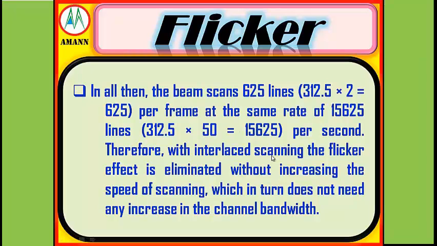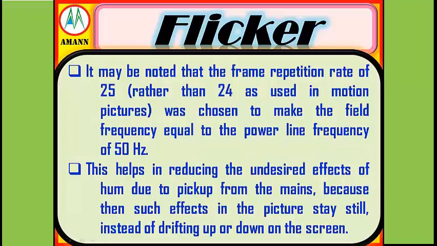In all then, the beam scans 625 lines, that is 312.5 times 2 is equal to 625 lines per frame at the same rate of 15,625 lines, that is 312.5 times 50, 15,625 per second. Therefore, with interlace scanning, the flicker effect is eliminated without increasing the speed of scanning, which in turn does not need any increase in the channel bandwidth.